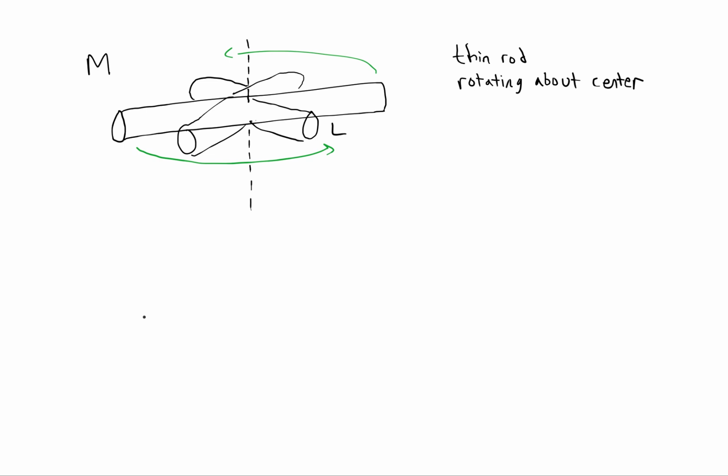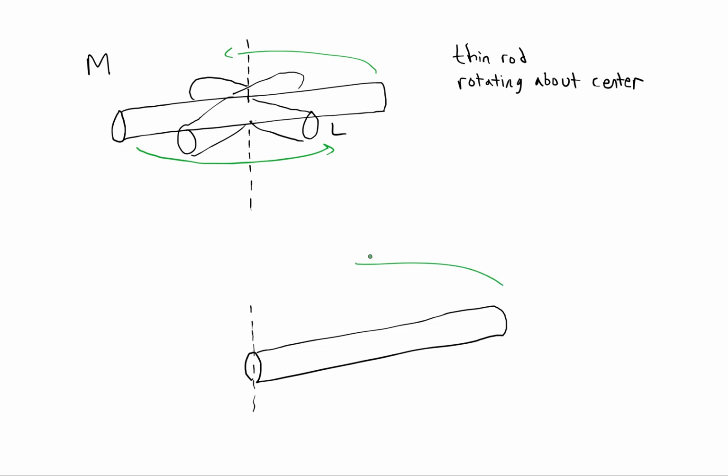But we could take that same rod and make it so that it rotates about one end instead. In that case, particles have a lot farther to go, some of them.